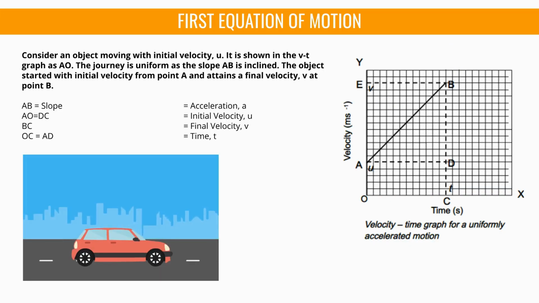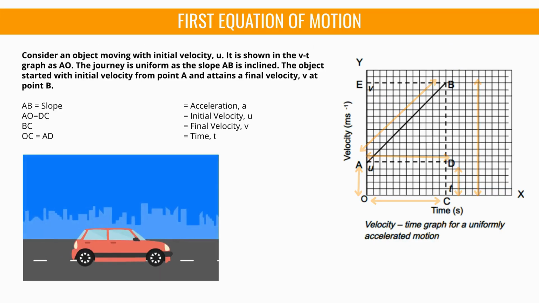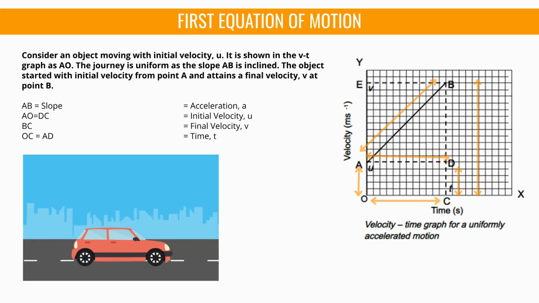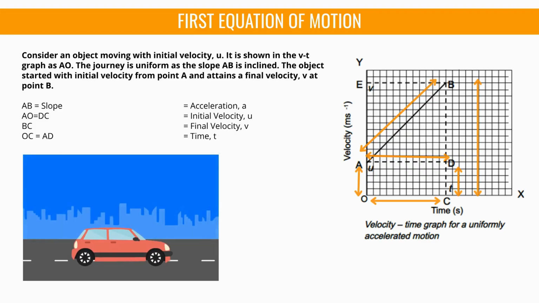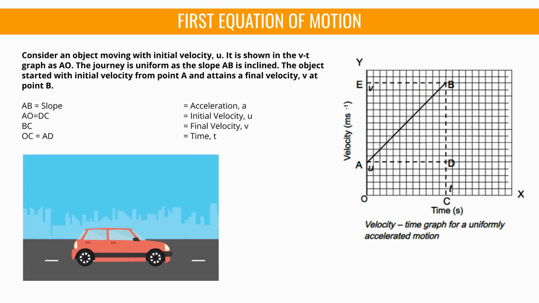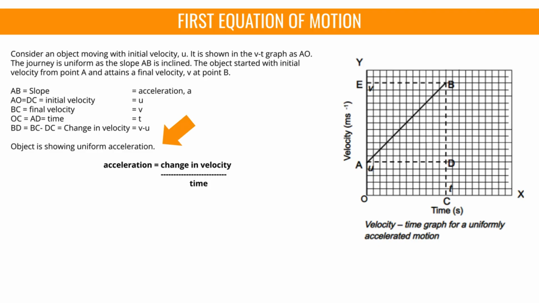From the graph we can conclude, AB is a slope, which is acceleration denoted as a of the car. AO or DC equals initial velocity denoted as U. BC equals final velocity denoted as V. OC or AD equals time denoted as t. Now here's the fun part. The object is in uniform acceleration.